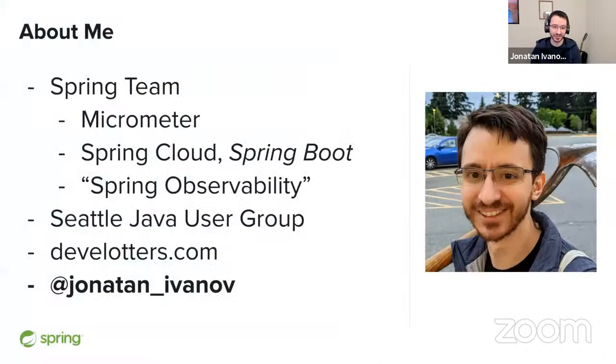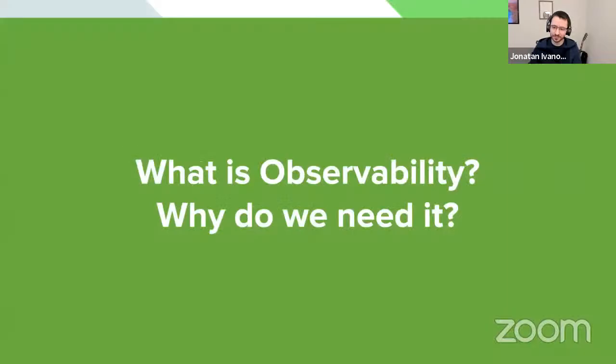I am Jonathan. Like Shafi said, I am an engineer on the Spring open source team. Usually I work on Micrometer, Spring Cloud, nowadays on Spring Boot as well, and a team called Spring Observability. I am also a leader of the Seattle Java User Group. And you can find my blog and my Twitter handle on the screen. That is also my Mastodon handle, if you are into that.